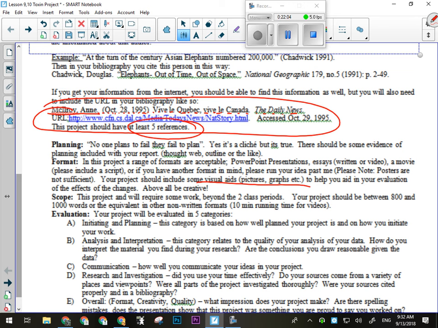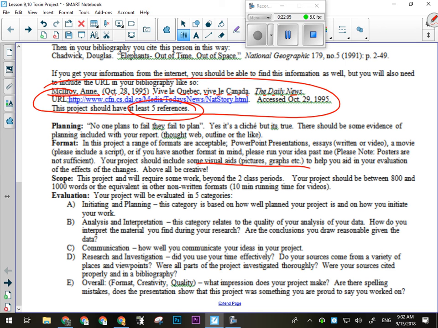All right, so here are the 5 categories you'll be marked in. Initiating and planning, 5 marks. That's what we talked about: the outline or thought web and the timeline. Analysis and interpretation is, I'm reading through your report, and what you've written down is factual. You've assembled it in a way that makes sense. You've covered the things you were supposed to cover, the chemical nature, the societal effects, all of that is in there. That's 5 marks.